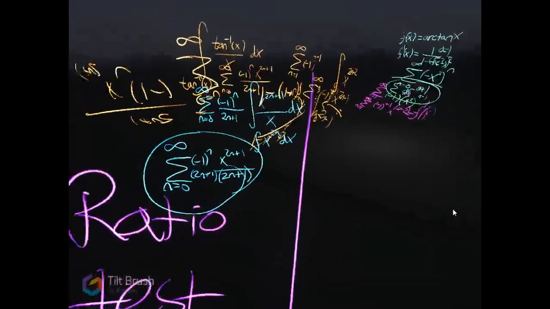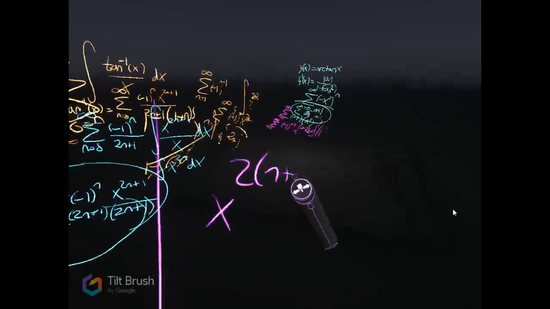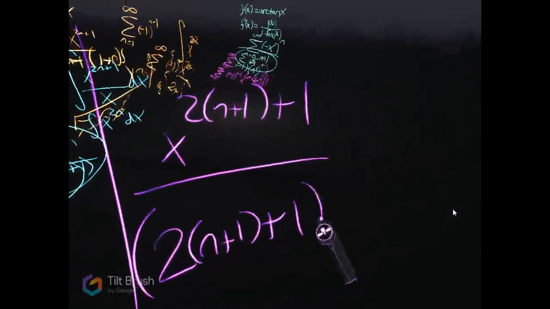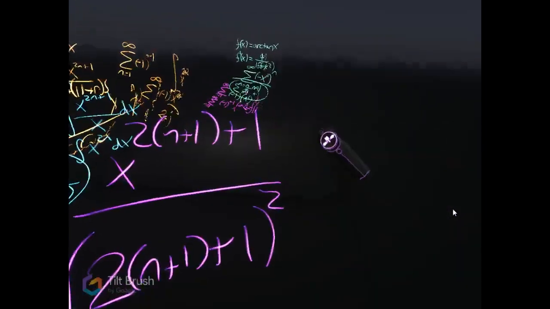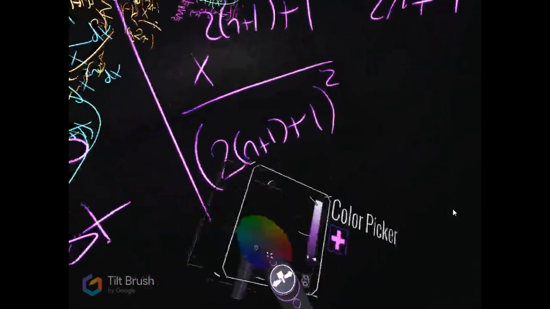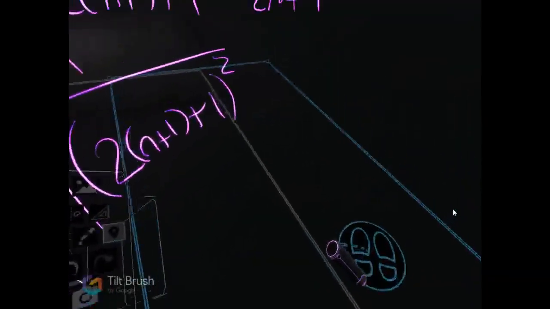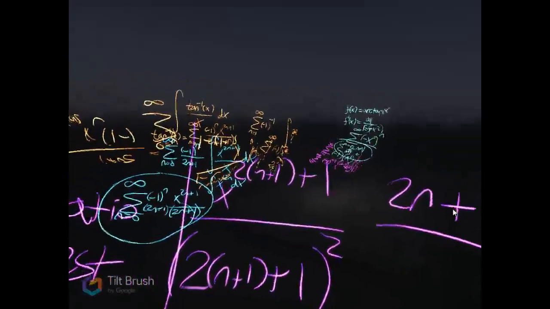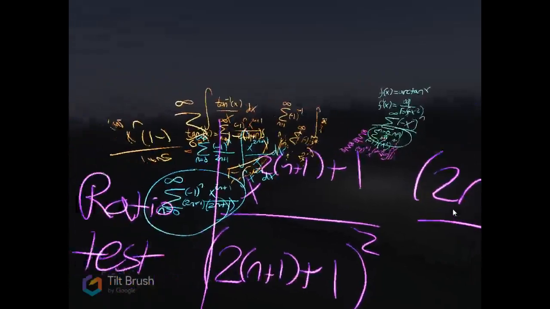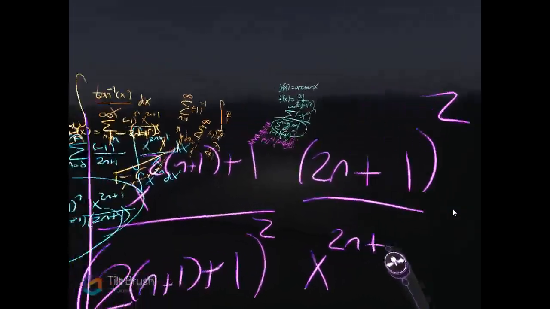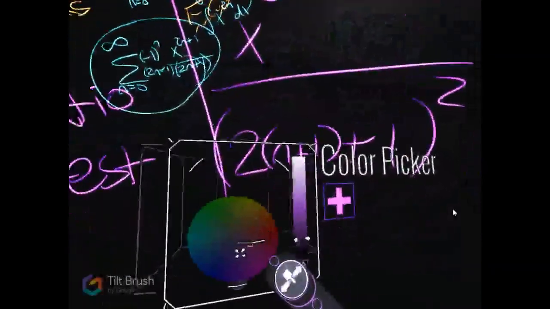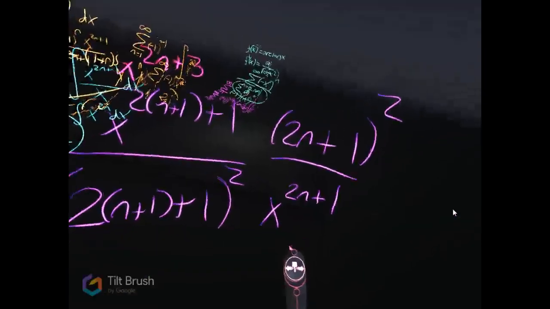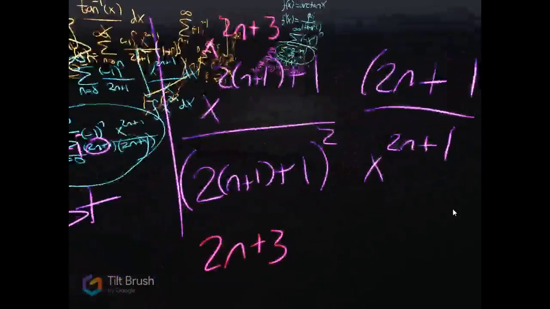So we can just ignore the negative 1. So we have x to the 2n plus 1 plus 1 over 2n plus 1 plus 1, squared, times 2n plus 1. Here, I have to teleport. Yeah, I need to adjust the width of this room. Over 2n plus 1 squared over x to the 2n plus 1. So I gotta FOIL this out. So I'm going to get 2n plus 3, x to the 2n plus 3 on this one, so 2n plus 3 on the bottom, squared.